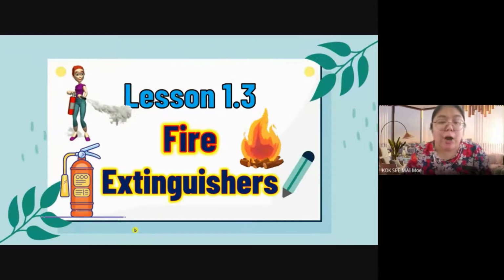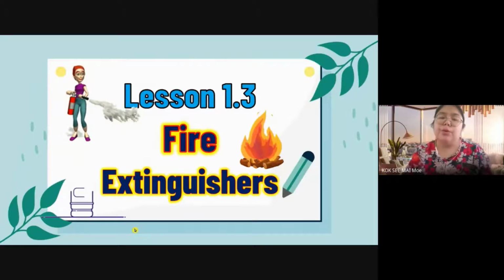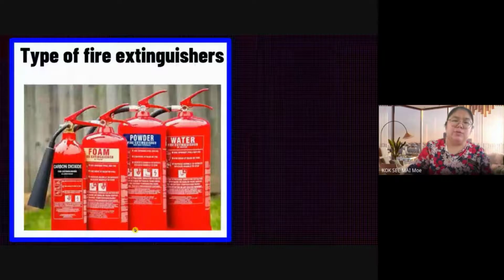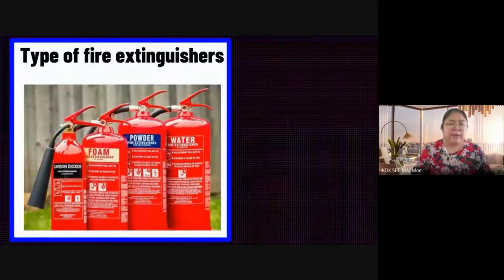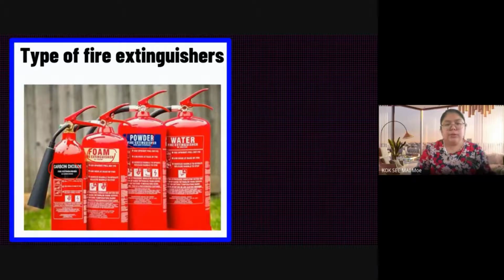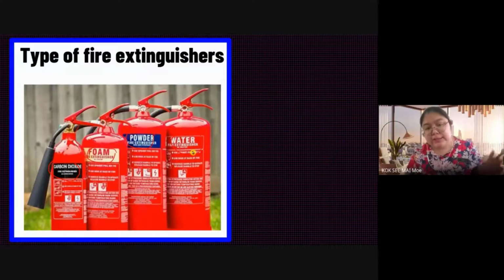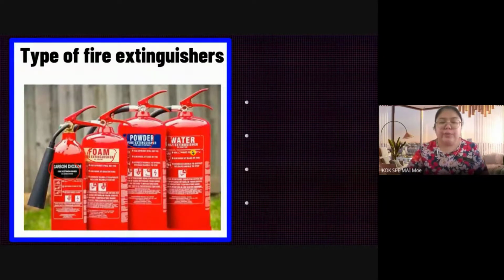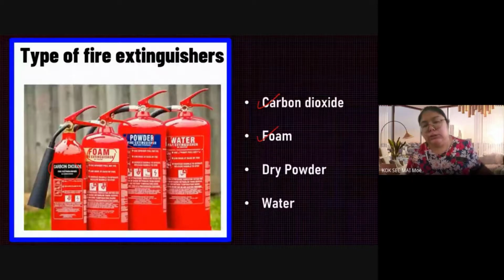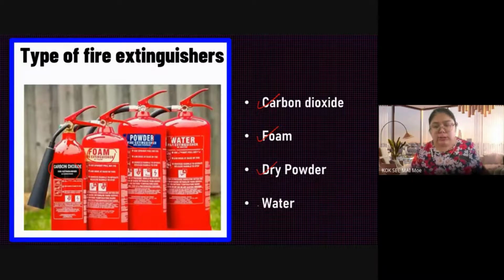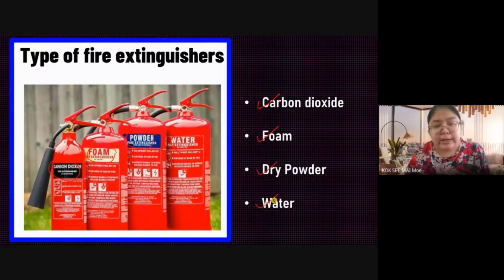We need to know how many types of fire extinguishers there are. From here, the first one is the type of fire extinguisher. You can see different colors: the black color, and this one a little bit light yellow. Then we have blue, then red. Different colors represent different types inside the fire extinguishers. We have carbon dioxide, foam just like bubbles, dry powder, and water. Different fire situations need different fire extinguishers.